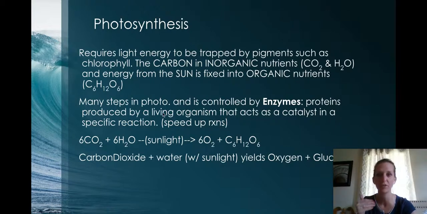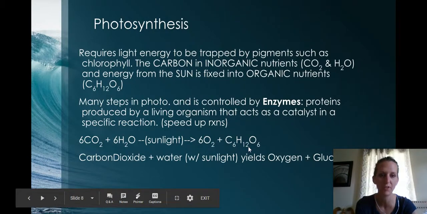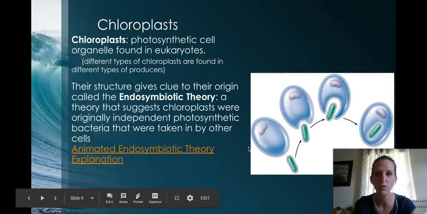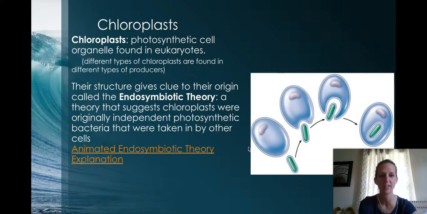Real quick over this, photosynthesis is the process of taking in carbon dioxide with water in the presence of sunlight and yielding 6 oxygen molecules and glucose. Now, this formula is obviously balanced. Chloroplast is a photosynthetic cell organelle that's found inside of eukaryotes that do photosynthesis. There are different types of chloroplasts that are found in different types of producers. Their structure gives a clue to their origin in the endosymbiotic theory.